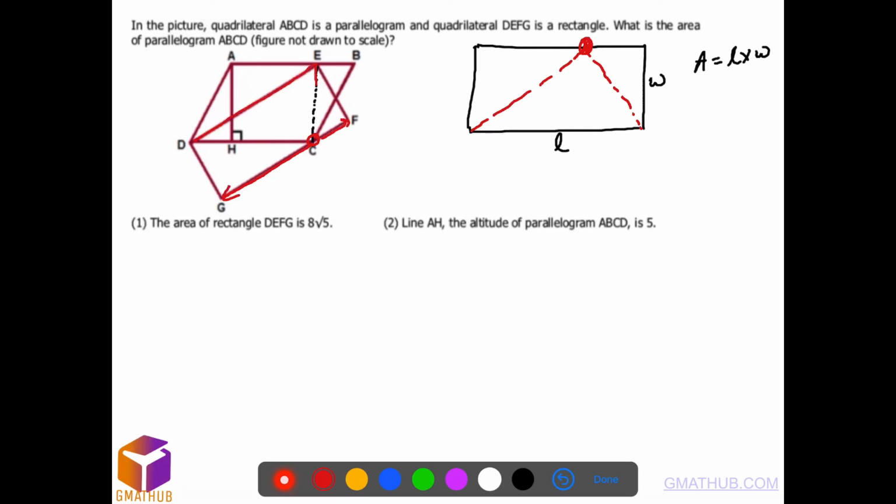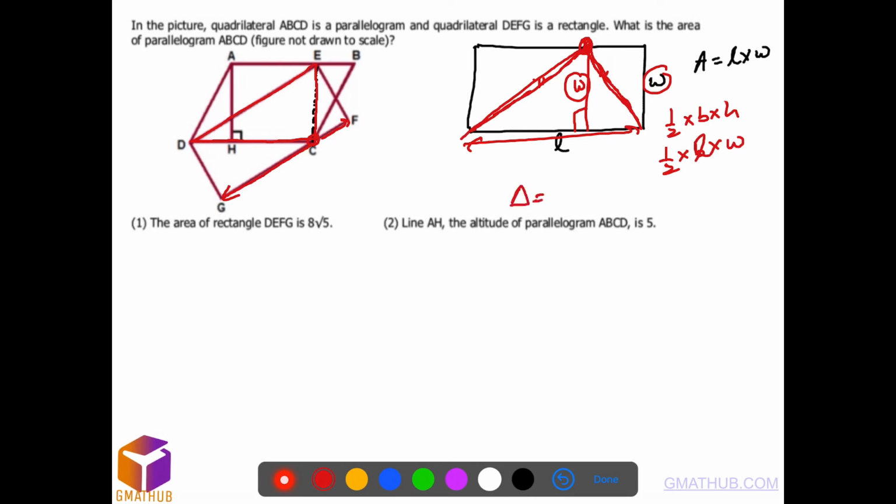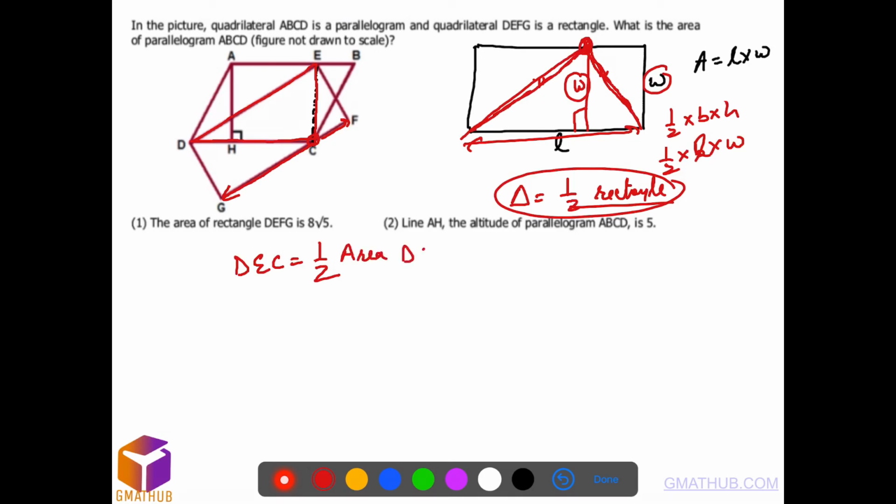So this triangle DEC is like this triangle here. Area of this triangle is half base into height. So base can be taken as L. Now height will be nothing but W. So area of the triangle is equal to half area of the rectangle. Same case would be here. Area of the triangle DEC will be half the area of the rectangle DEFG.